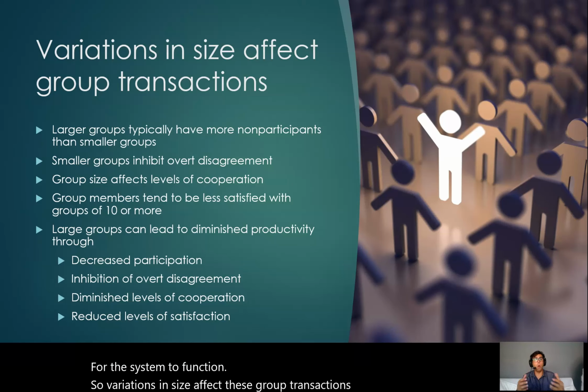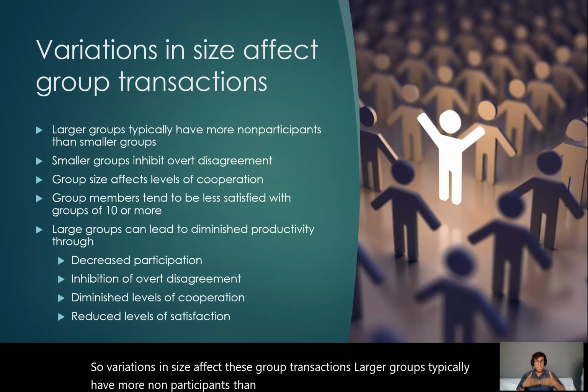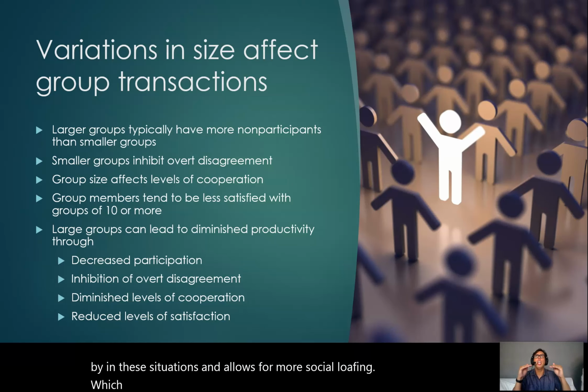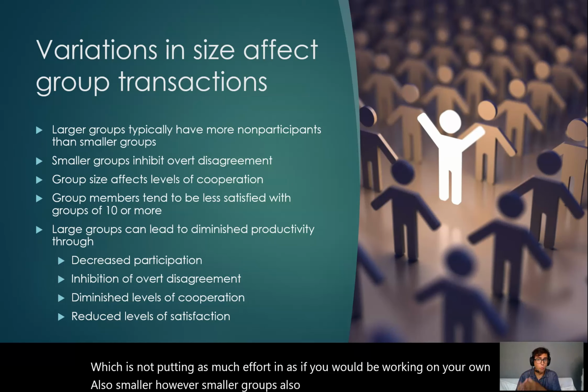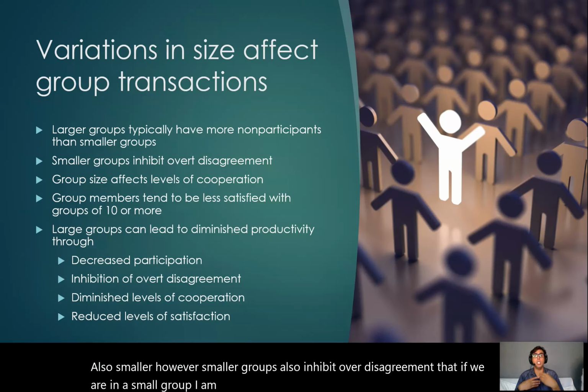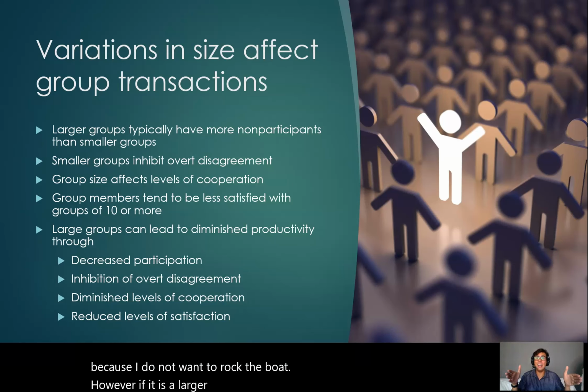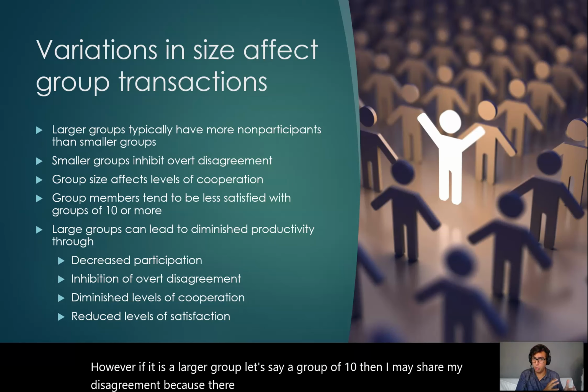Larger groups typically have more non-participants than smaller groups. People feel like they can skate by in these situations, which allows for more social loafing, which is not putting as much effort in as if you would be working on your own. Also, smaller groups inhibit overt disagreement. If we are in a small group, I am less likely to disagree with the group because I do not want to rock the boat. However, if it is a larger group, let's say a group of 10, then I may share my disagreement because there may be others who also agree with me.